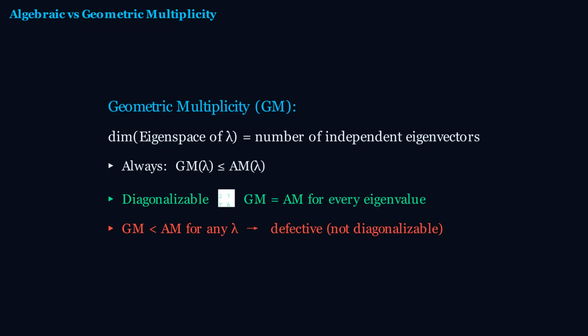Geometric multiplicity is always less than or equal to algebraic multiplicity. When they are equal for every eigenvalue, the matrix is diagonalizable. When any geometric multiplicity is strictly less, the matrix is defective and cannot be diagonalized.